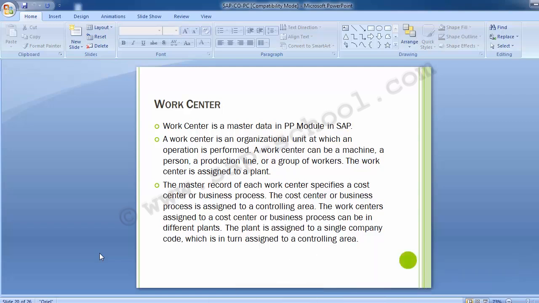So a work center identifies a machine or a work area where a production process is performed. Each work center or resource utilizes a standard value key, which is a unique set of activities related to a product costing, which needs to be carefully maintained or decided.